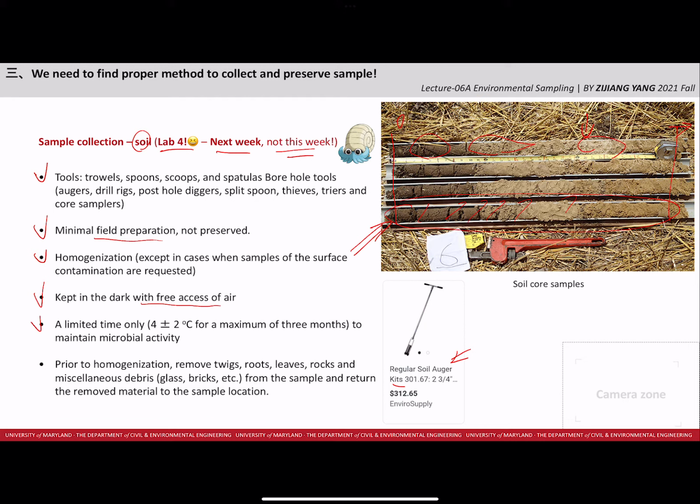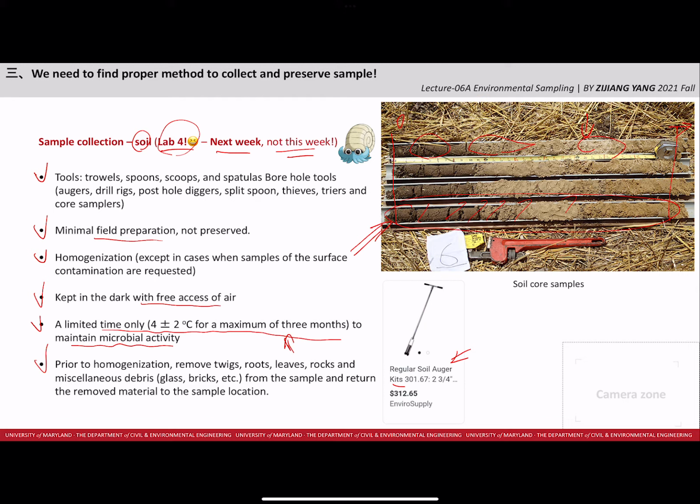And if we are interested in the microbial activity, we are going to take the sample in lab 4 next Wednesday. This soil sample will be used to measure the organic content in lab 7 and to measure the microbial activity in lab 6. And so in this case, we want to have this situation.